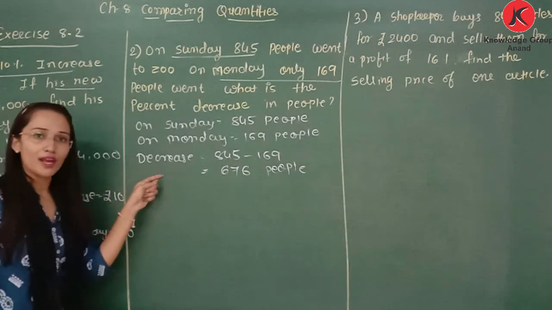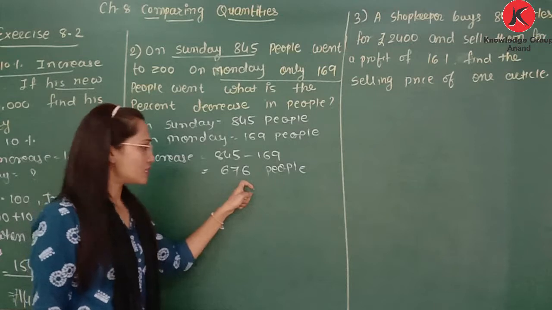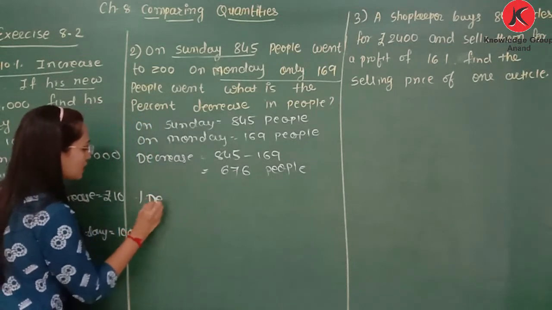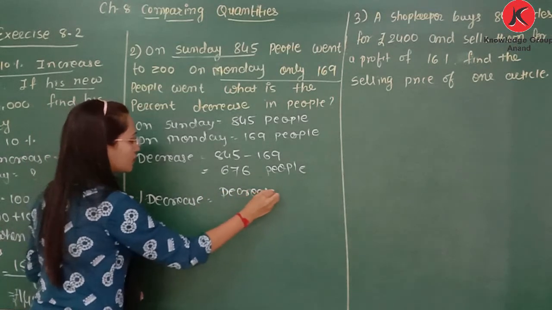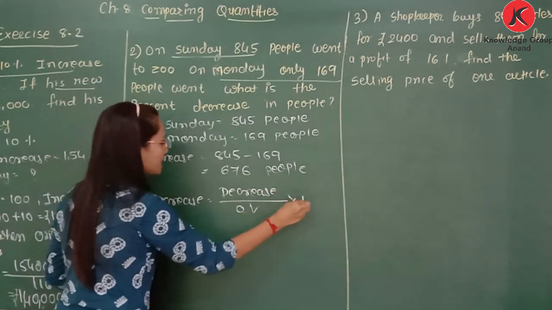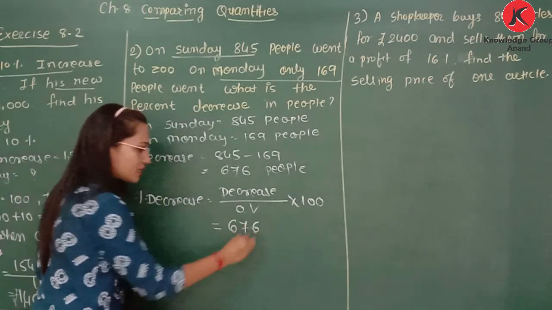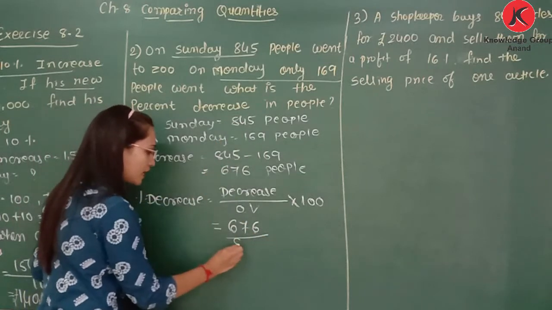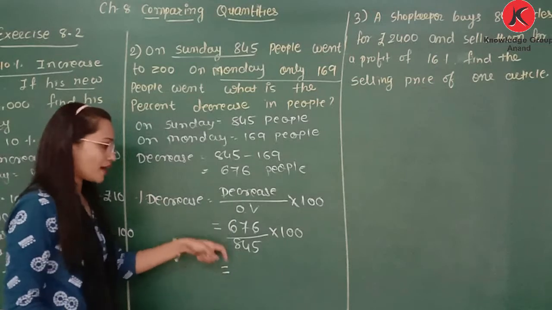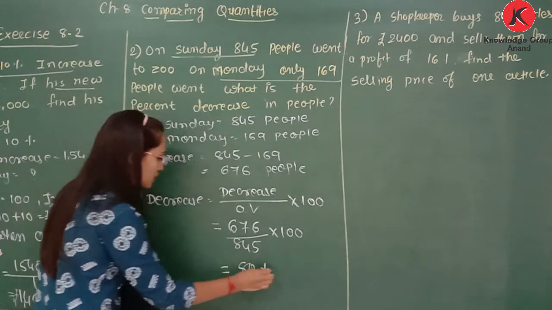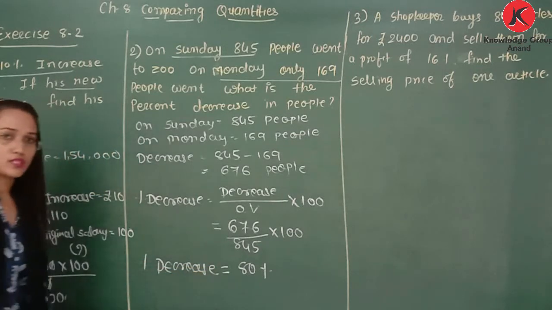Now our original value is what? 845 and the decrease is 676. So we can write percentage decrease is equal to decrease divided by original value, multiplied by 100. So the decrease in number is 676. Original value is 845, multiplied by 100. Now if you divide this, you will get 80% decrease. Decrease is what? 80%. Clear?